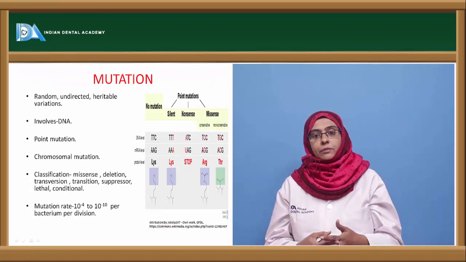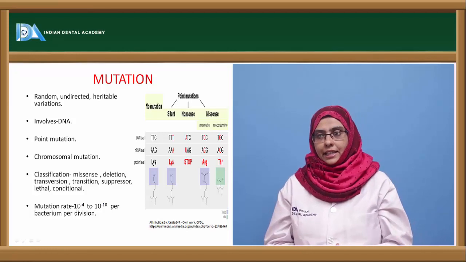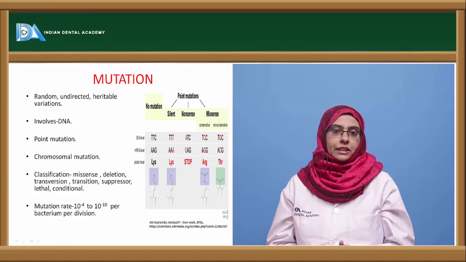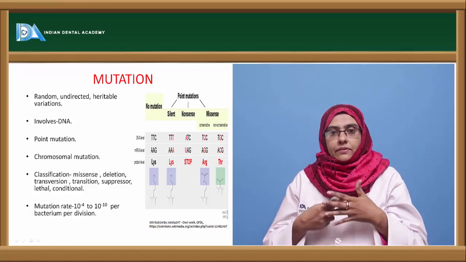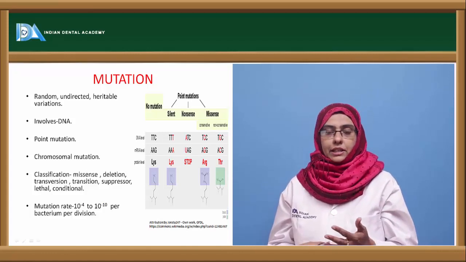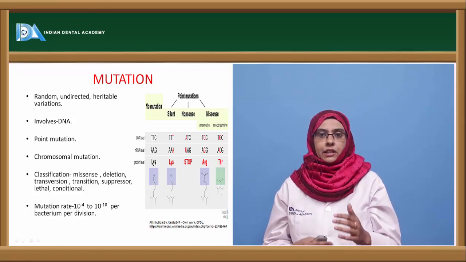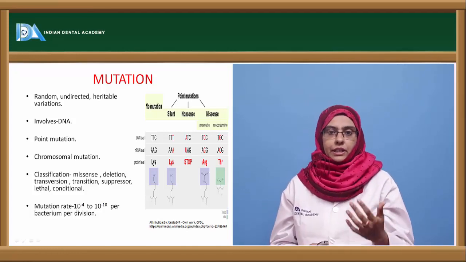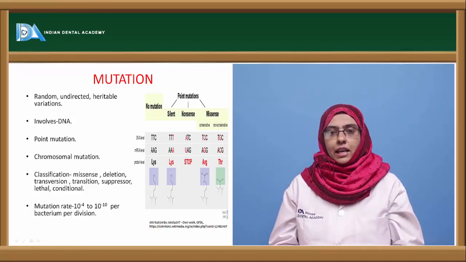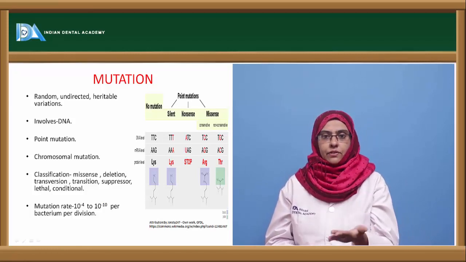Now let us see what mutations are. Mutations are nothing but random, undirected, heritable variations. What I mean to say is, random means it can occur in any life cycle of a cell. They can occur in a vegetative cell, or in a somatic cell, or in any stage of a cell, whether it is an actively reproducing cell or a dormant cell. So it is a random event, can occur in any part of a life cycle and in any organism, and they are undirected. There is no direction for this mutation.